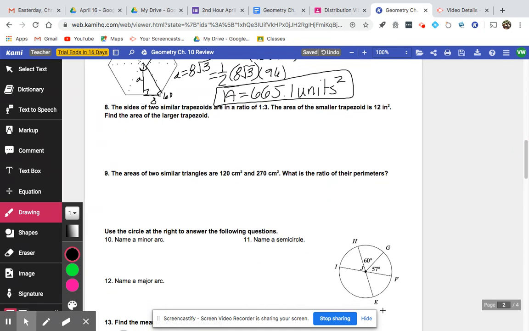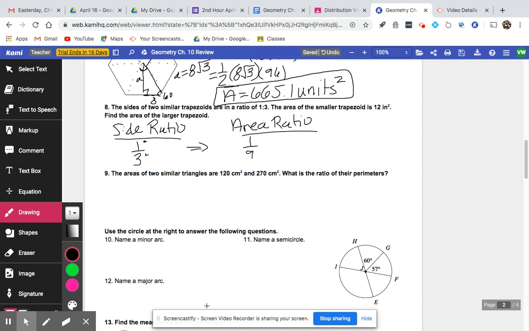Number 8. The sides of two similar trapezoids are in a ratio of 1 to 3. The area of the smaller trapezoid is 12 inches squared. We want to find the area of the larger trapezoid. So we have a side ratio of 1 to 3. If I want to do the area ratio, which I'm eventually going to, I need to square both the 1 and the 3. So that means the area ratio would be 1 over 9.